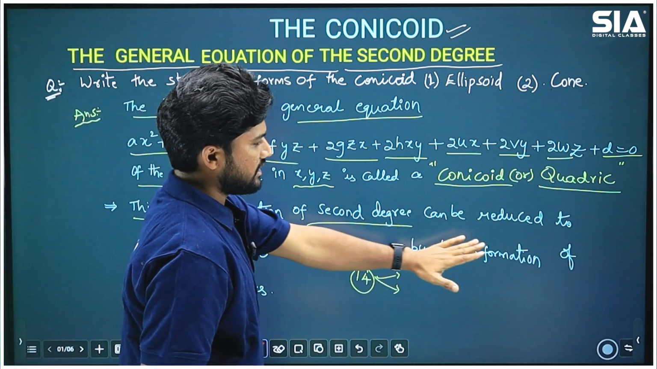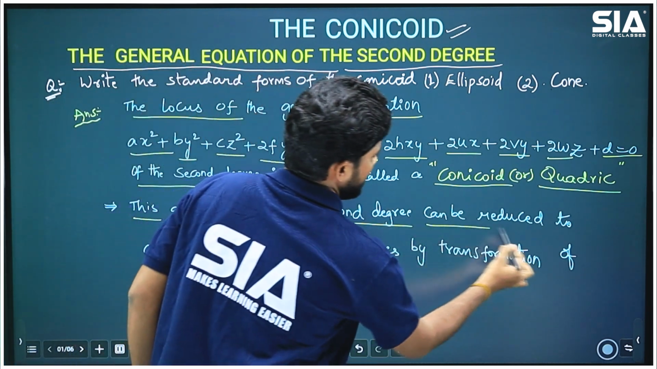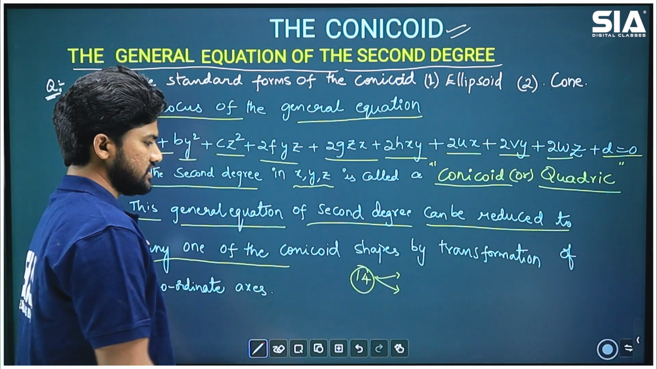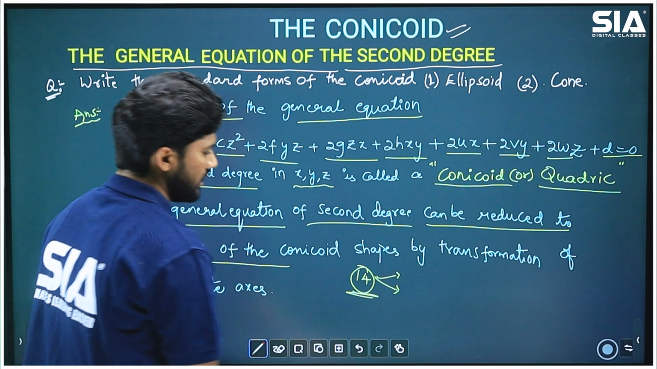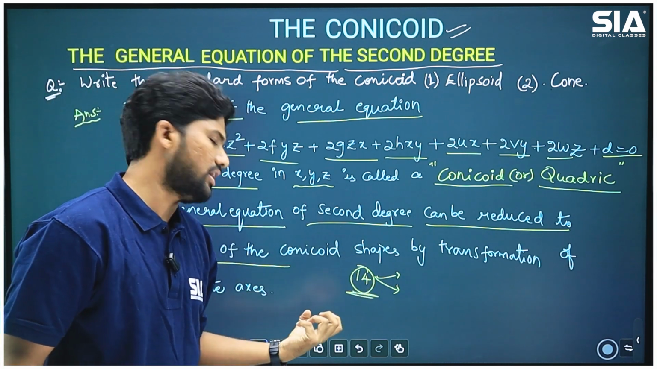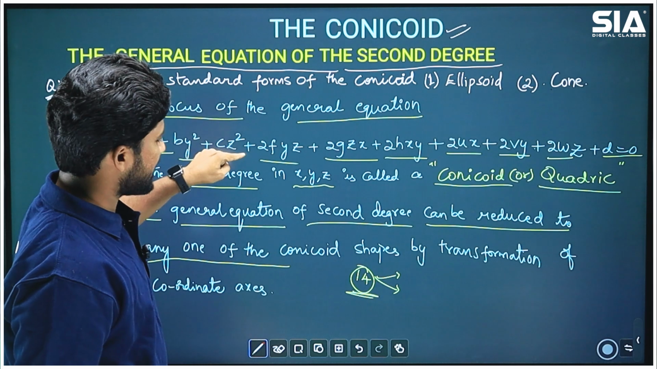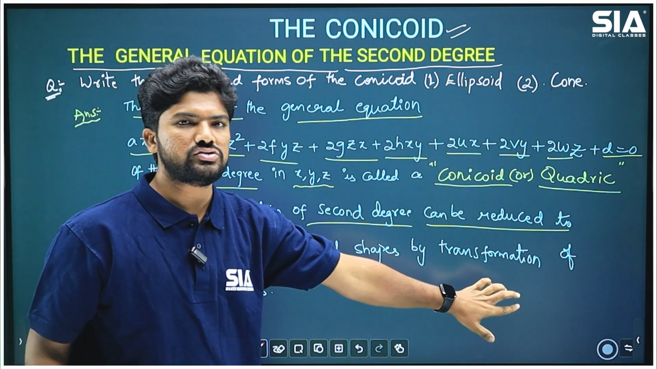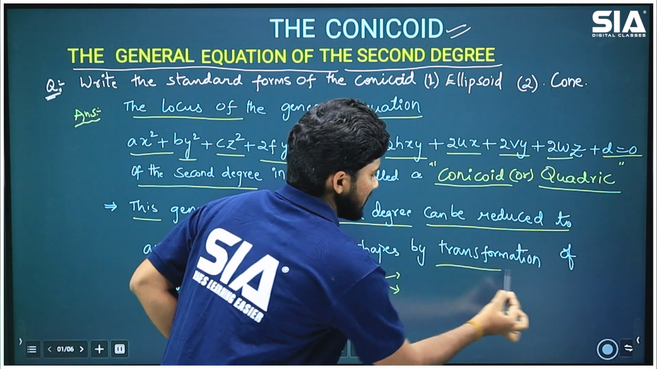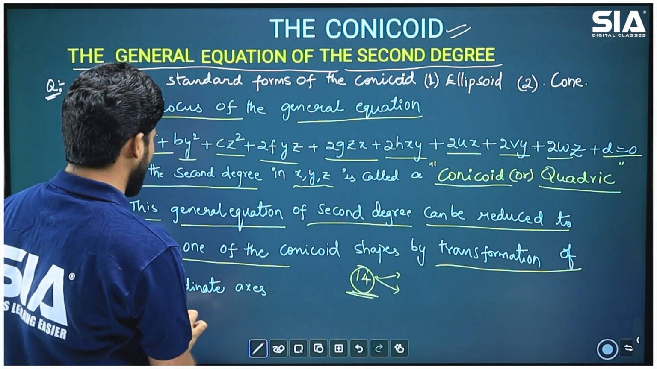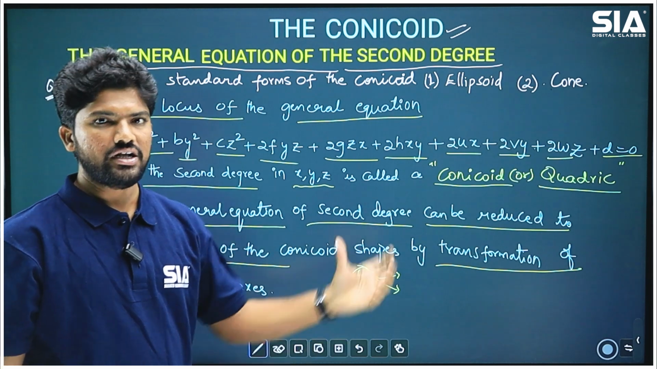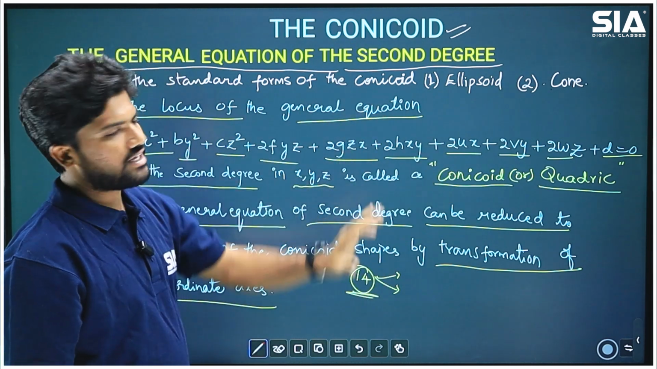This general equation of second degree can be reduced to any one of the conicoids, as I said just now. Any one of the conicoids means we have 14 types, including all the things. This second degree equation can be reduced to any one of them by using the concept of transformation of coordinate axis. This is one of the very important pieces of information regarding the conicoid.